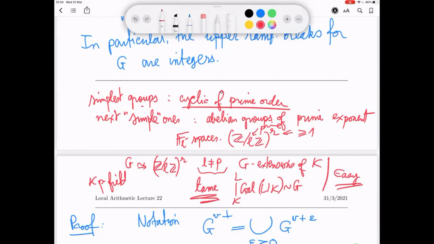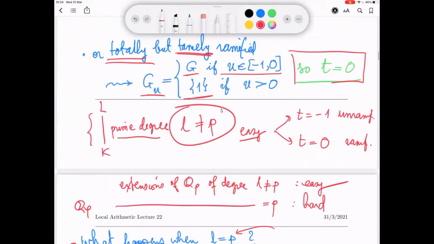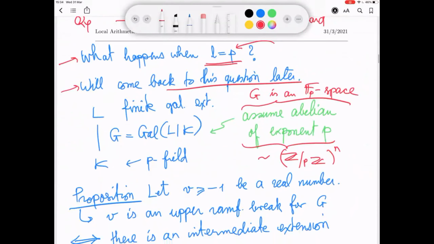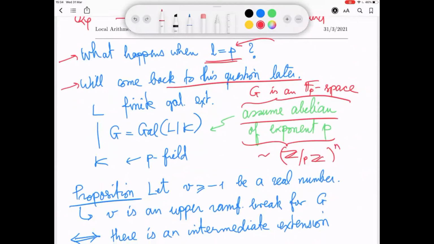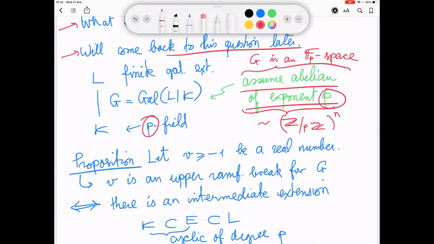And we have discussed tamely ramified extensions extensively, and we have determined when they are Galois, when they are abelian, and so on. So there's nothing really that we have left out. What we haven't discussed are abelian extensions of exponent P, where P is the same as the characteristic of the residue field. So let's look at this case.